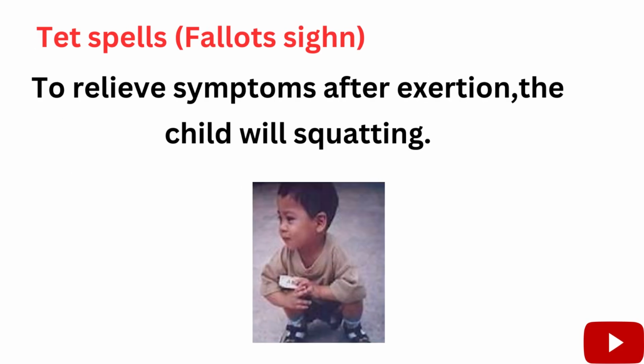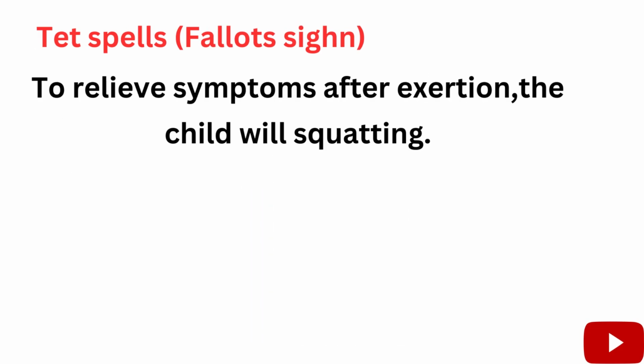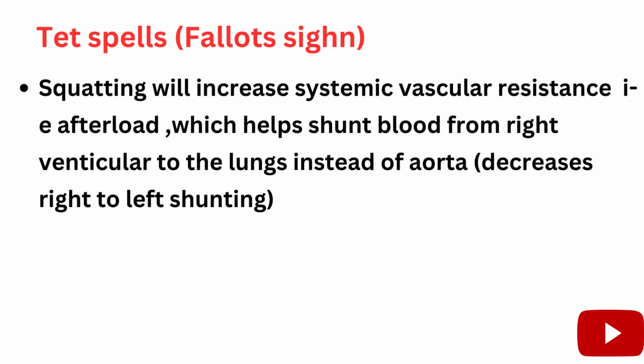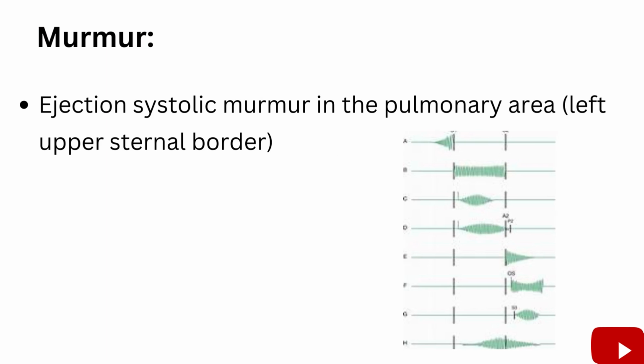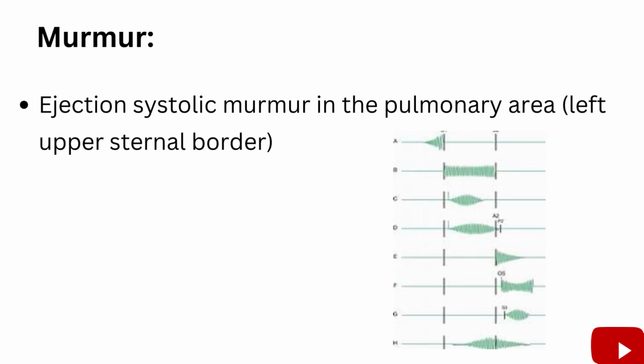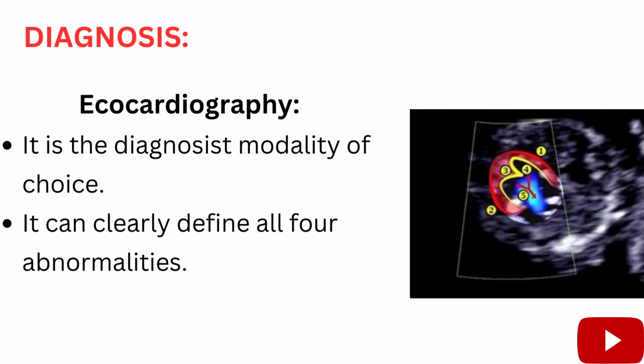Tet spells, Fallot sign: to relieve symptoms after exertion, the child will squat. Squatting will increase systemic vascular resistance, i.e. afterload, which helps shunt blood from the right ventricle to the lungs instead of the aorta, and decreases right to left shunting. Murmur: ejection systolic murmur in the pulmonary area, left upper sternal border.